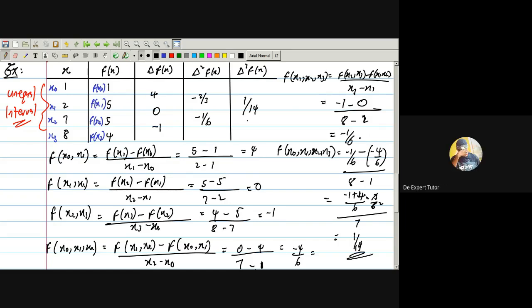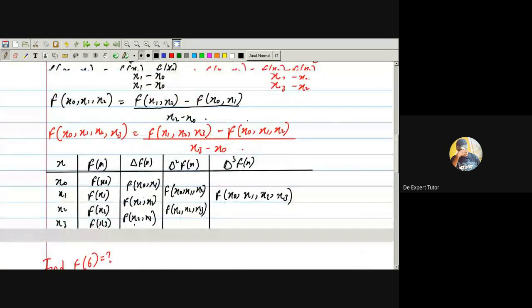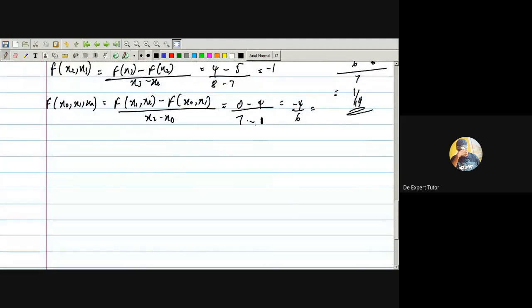Sharp. We have gotten all this now. Okay. Now, what is the formula for the divided difference? I've not even given you the formula for divided difference yet.